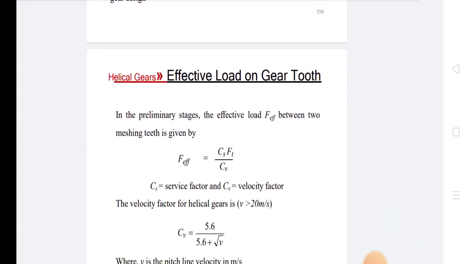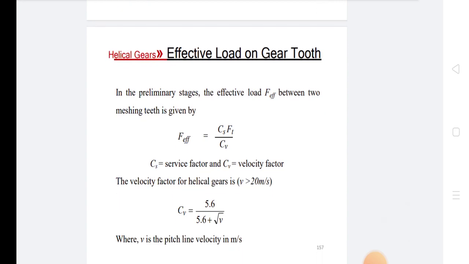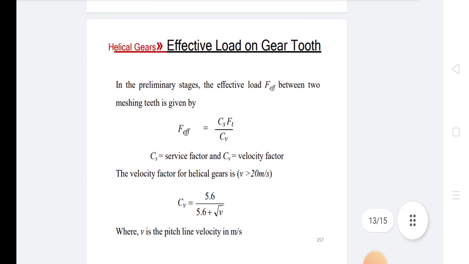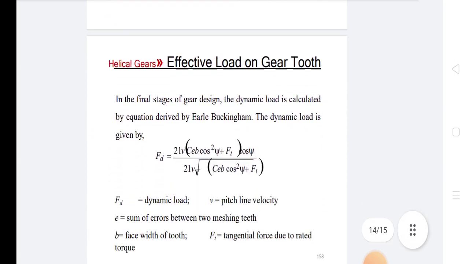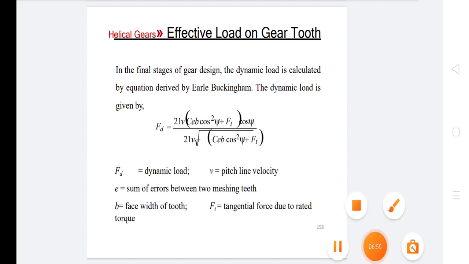In the preliminary stages, the effective load F effective between two meshing teeth is given by F effective is equal to Cs Ft upon Cv. Cs is the service factor and Cv is the velocity factor. The velocity factor for helical gear with V greater than 20 meter per second: Cv is equal to 5.6 upon 5.6 plus root of V, where V is the pitch line velocity in meter per second. Now we discuss a very important point, that is effective load on gear tooth.